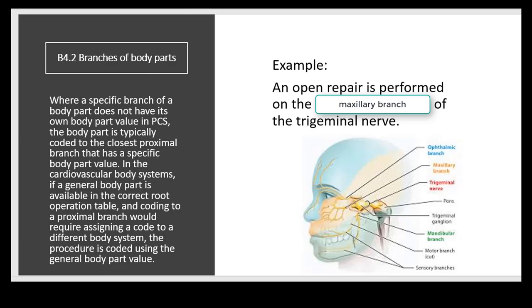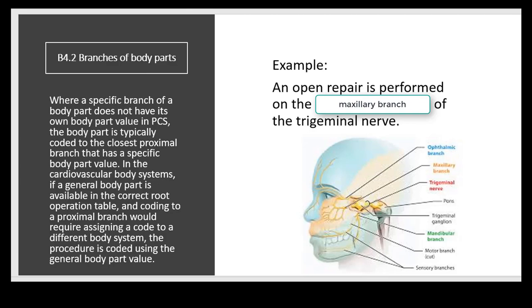B4.2 talks about branches of body parts. This is especially true with nerves, where a specific branch of a body part does not have its own body part value in PCS. Body part is typically coded to the closest proximal branch that has a specific body part value. In the cardiovascular body systems, if a general body part is available in the correct root operation table, and coding to a proximal branch would require assigning a code to a different body system, then you're going to code using a general body part value.